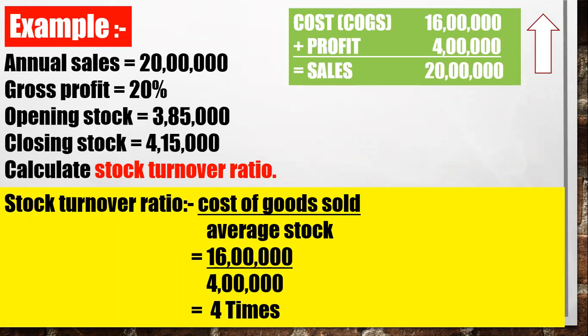That means if you are having 4 lakh of stock in your godown, you can easily do 16 lakh of sales. Or you can say that if you are doing 16 lakh of sales, you are having 4 lakh of stock in your godown. This formula is used by businessmen only. Businessmen can check this formula and calculate. Okay, clear everyone?